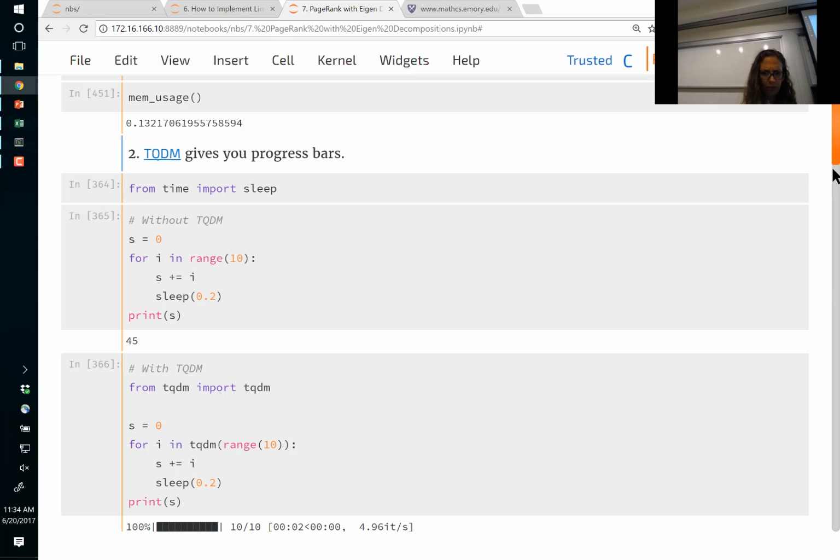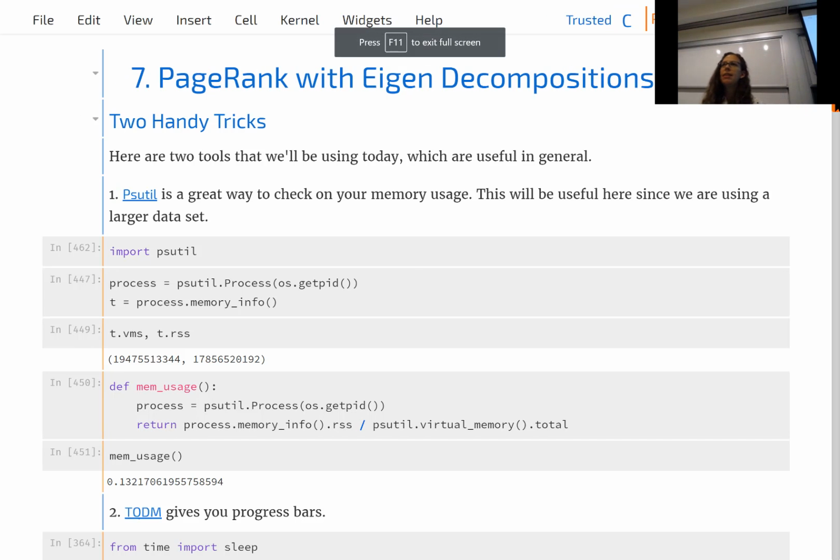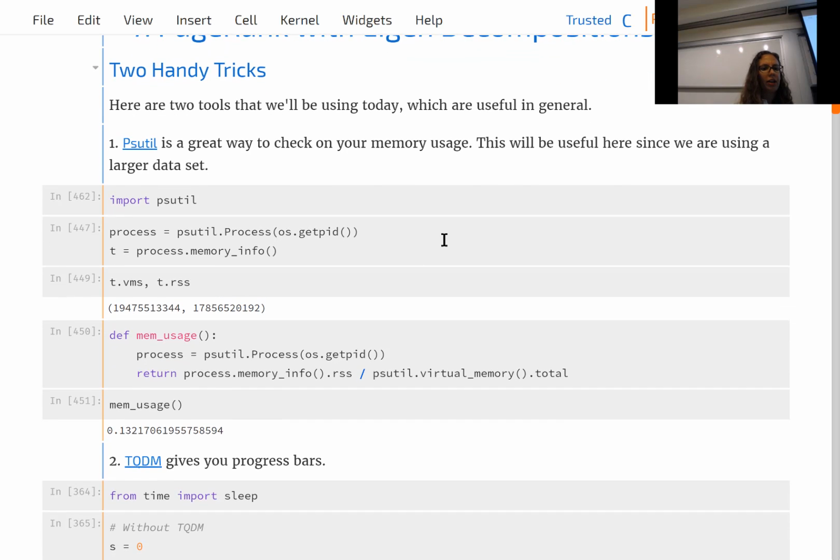PageRank with Eigen decompositions. So new start, new topic. I wanted to introduce two tools that are just useful in general, and we're going to use them today, but you can use them for a lot of problems. One is a library called psutil, which lets you check your memory usage. And here we're using a larger data set than we've used before, so this can be nice to have.